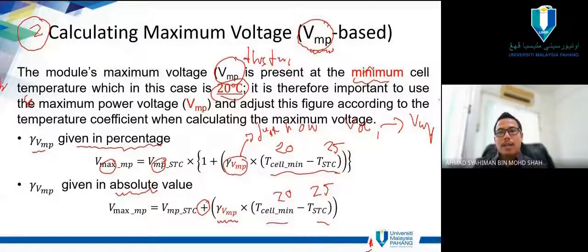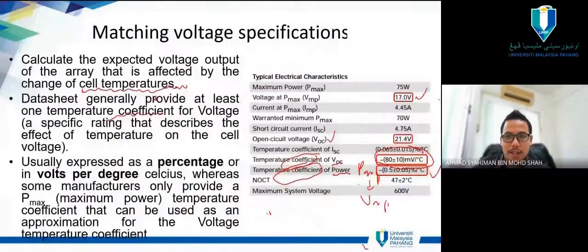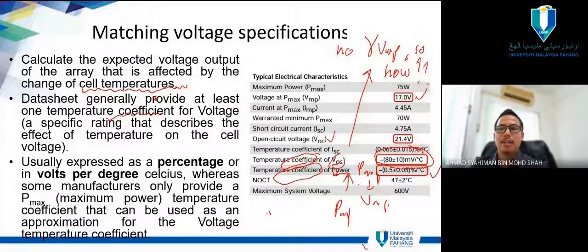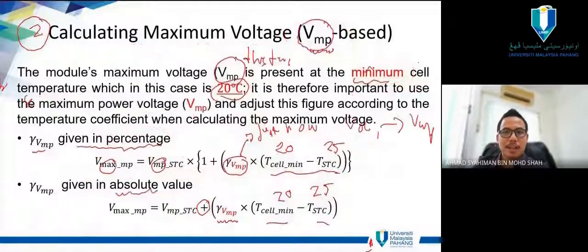Tak apa, saya explain sekejap lagi. Okay, let's say we don't have the temperature coefficient for VMP. Sebab kalau you tengok tadi contohnya, yang ni tak bagi tau. Yang ni dia bagi power, which is power adalah PMP. Lepas tu dia bagi VOC, bukan VMP. So here, no VMP. So, how? What should you do? Okay, kita pause sekejap. Macam mana kita nak buat tu, saya letak tepi dulu.